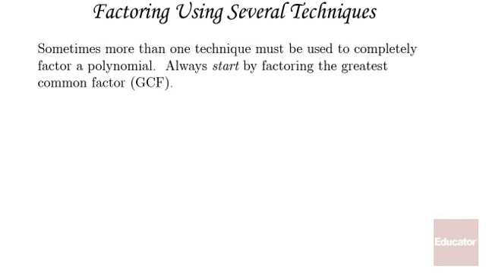Sometimes you have to use more than one technique in order to factor an expression or an equation. No matter what though, always begin by factoring out the greatest common factor. The reason for that is if you take out the greatest common factor, you'll be working with smaller numbers, so it's much easier that way. So the first step, no matter which technique or techniques you're going to use for factoring, is to factor out the greatest common factor.